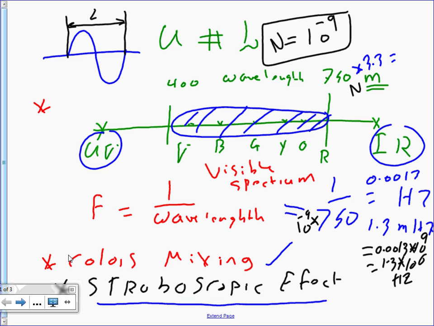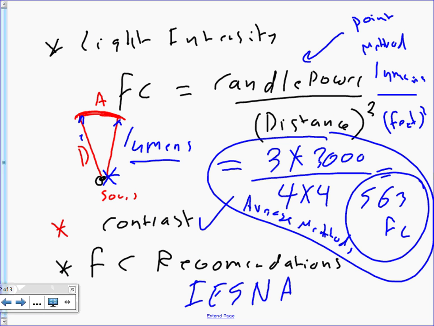Just be aware that a lot of fixtures generate light in the UV, ultraviolet, but through chemical treatment inside the bulb, it will convert that light into visible light. Okay, so that's the science of light.